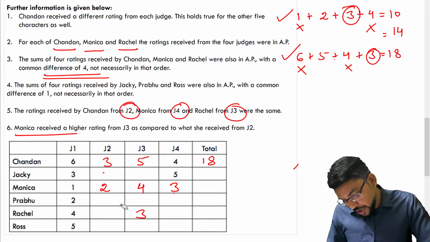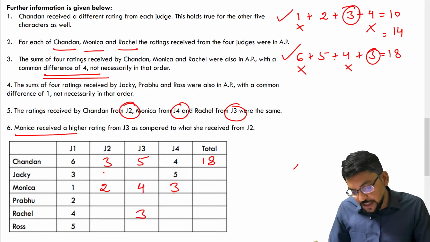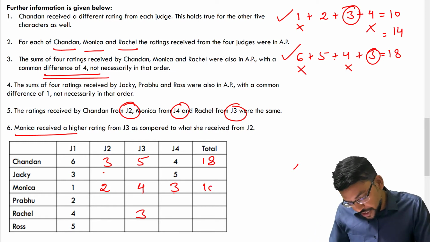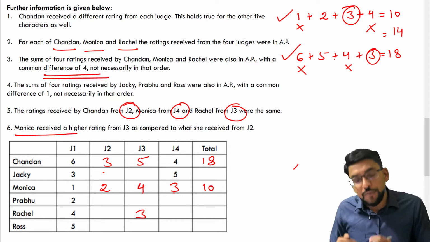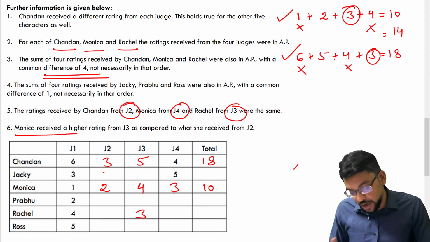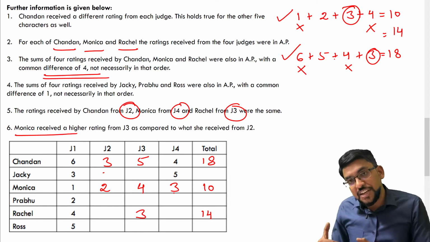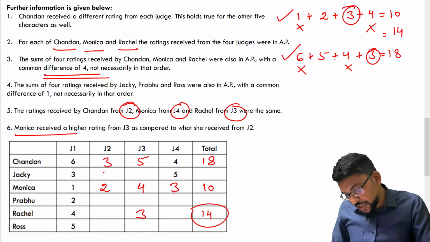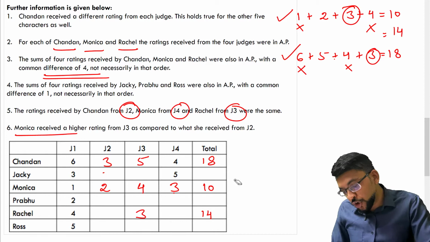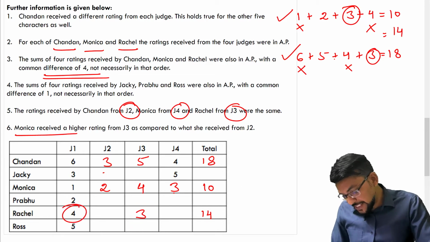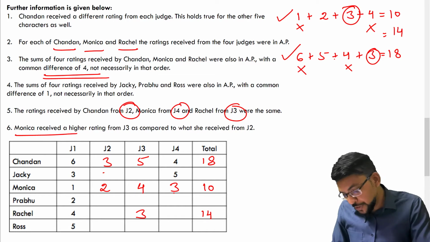So these numbers are also fixed, and when these numbers are fixed, we can see the summation given to us is 10 here. That means whatever number is left out, which is Rachel's, this summation has to be 14. So now if you see Rachel, the summation has to be 14 here as we decoded, and 4 and 3 are given to us. That means 7 is given to us. That means the remaining 7 we have to distribute.